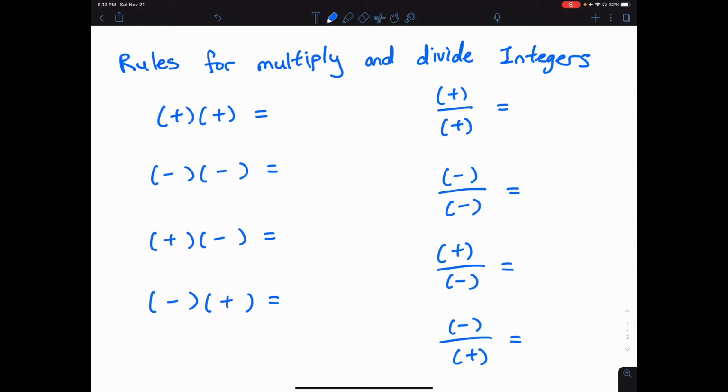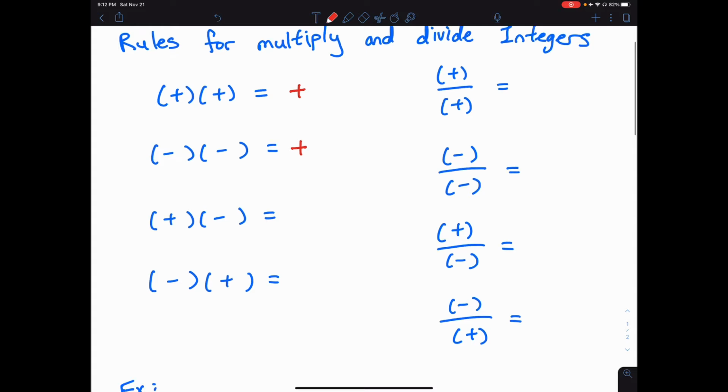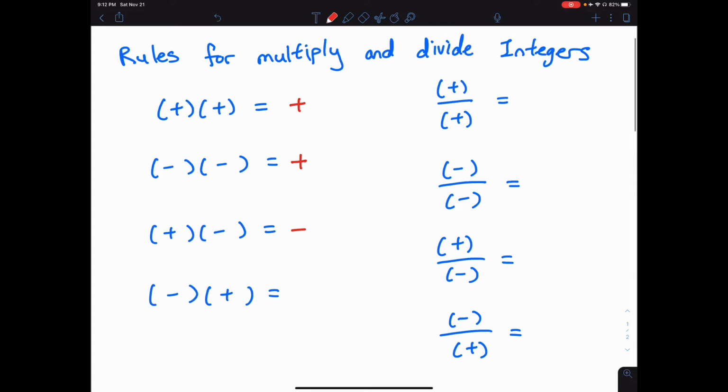Let's do a little recap here if you looked at our adding and subtracting video, but we're going to go over the rules one more time. If we see positive with positive, we should be getting positive. And if we see negative with negative, that is also positive. If the signs are different, like plus and minus, we should be getting minus. And if we have minus and plus, we should be getting minus.